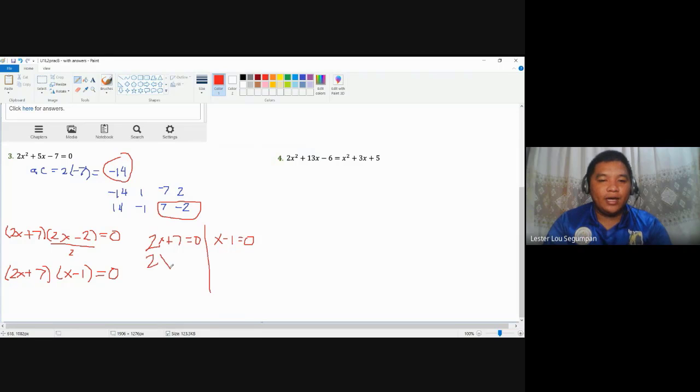So you have 2x is equal to negative 7. We subtract both sides by 7. And we divide both sides by 2. So x is negative 7 halves. That's one of the possible roots. The other side, x is equal to 1. So these are the possible roots. I'm saying possible because we still need to find out whether they will satisfy the equation or not.